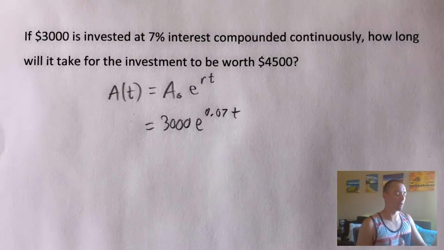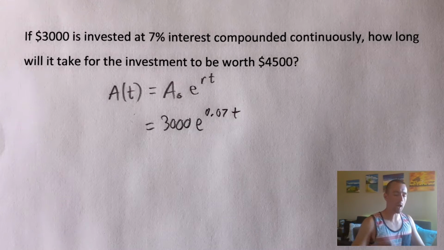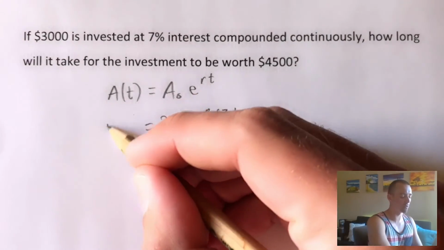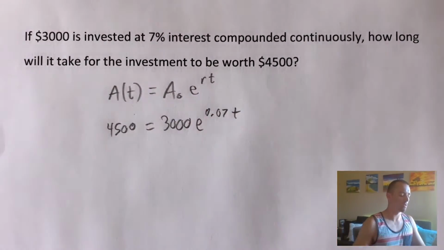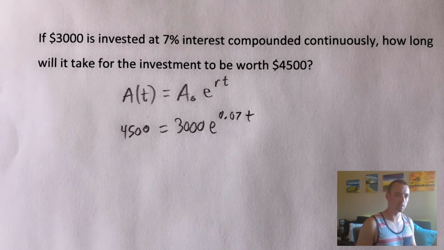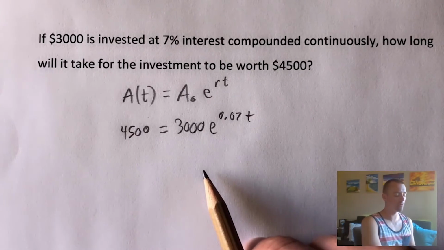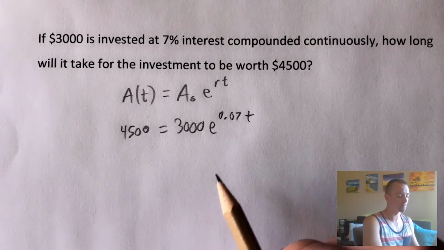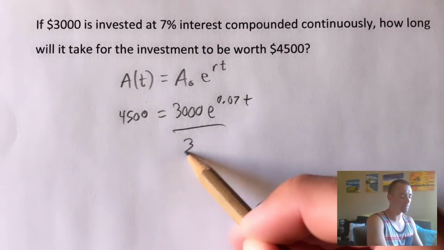And what we want to do basically is figure out how much time will have to pass in order for this investment to be worth $4,500. So if we set this whole thing equal to 4,500, then we can go ahead and solve for t. So I wanted to show you an example of how to solve for time in the continuously compounded interest formula. So what we want to do at this point is move the rest of this stuff away and get the t all by itself. So first of all, we'll want to divide both sides by 3,000.